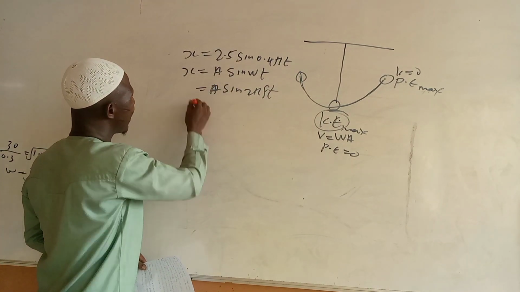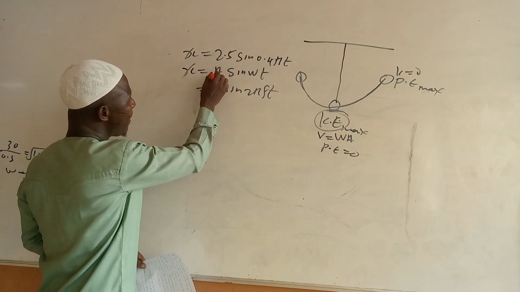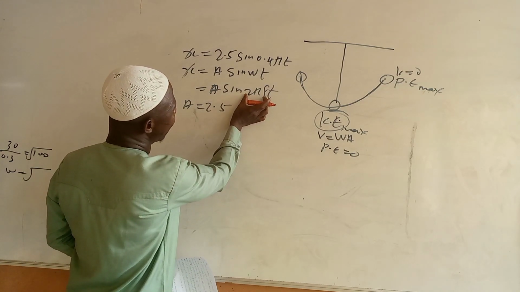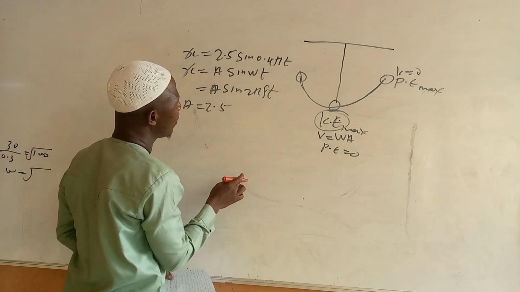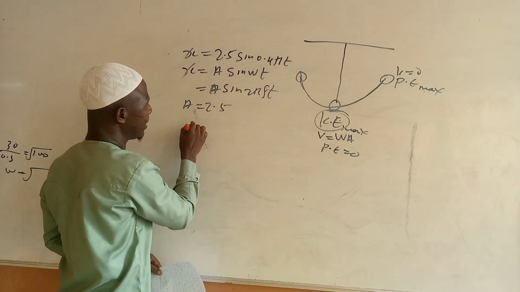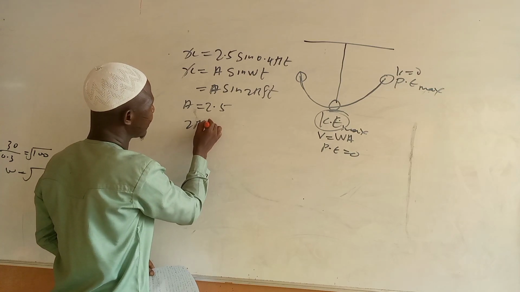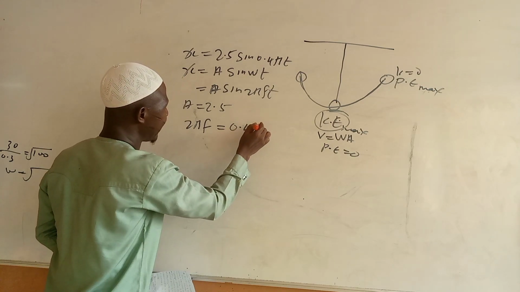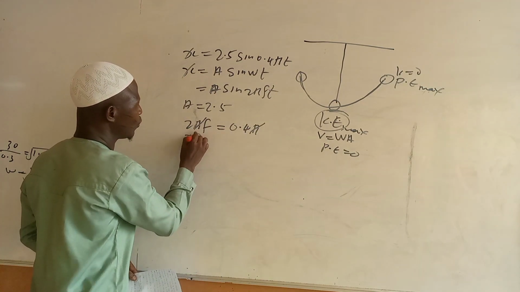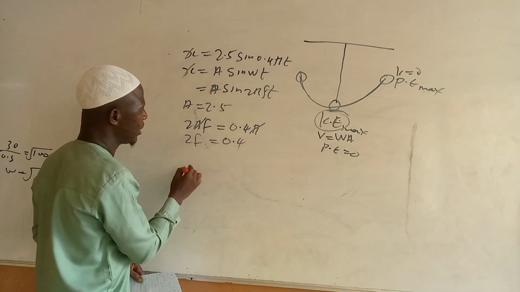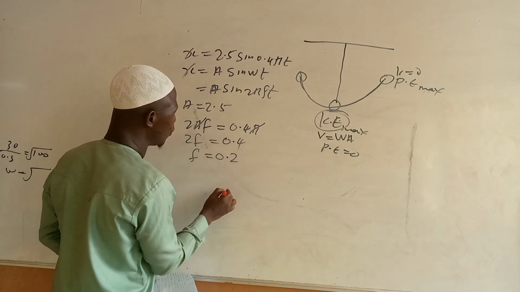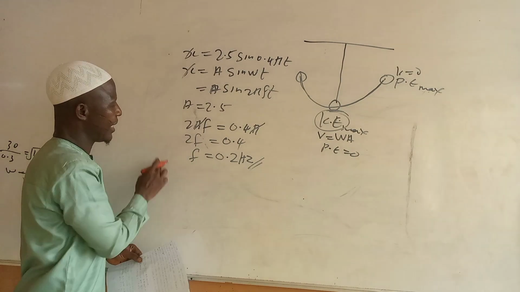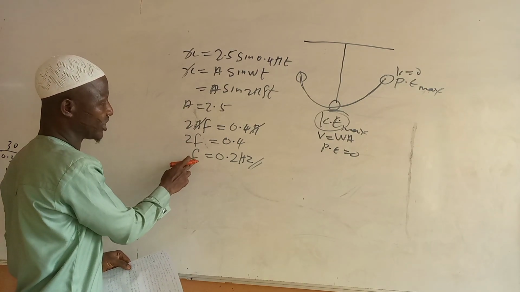So from here now, x is equal to x. Therefore, our amplitude A is equal to 2.5. Then 2 pi f is equal to 0.4 pi. So pi will cancel pi. Therefore 2f is equal to 0.4. Therefore f is equal to 0.2 hertz. So we have gotten our A, that is maximum amplitude. Then we have gotten our F.